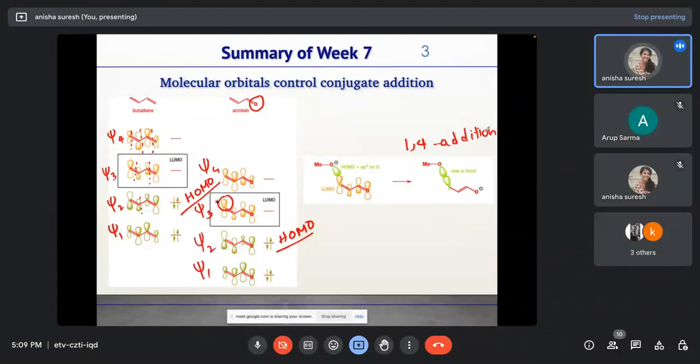Is the molecular orbital diagram clear? Any doubts? Yes, it's clear. Okay.